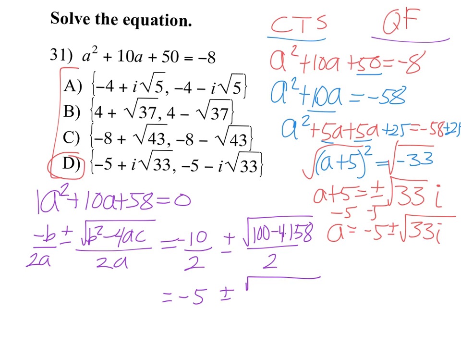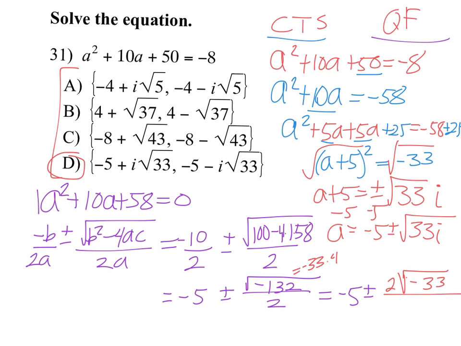100 minus 4 times 1 times 58. Well, 4 times 58 is going to be 232. 100 minus 232 is going to be negative 132. And that's going to be equal to negative 5 plus or minus. I can pull a 4 out of this because negative 132 is equal to negative 33 times 4. Square root of 4 is 2, square root of negative 33.